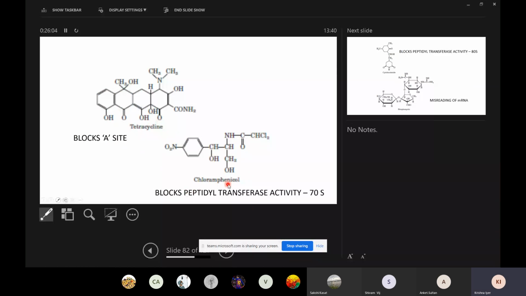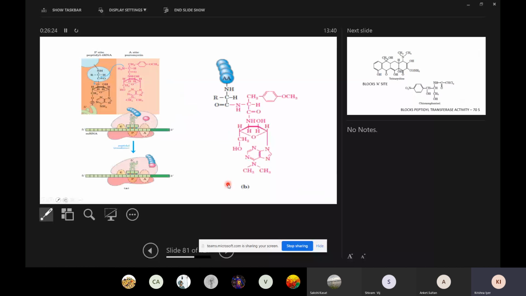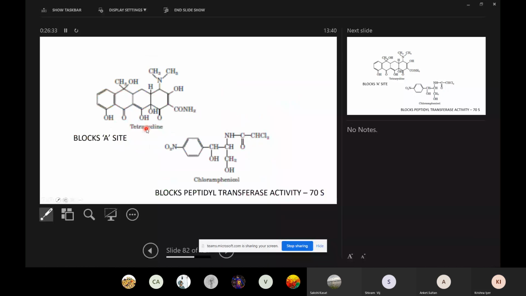And what does chloramphenicol do? It affects the activity where the peptide bond is formed. It affects what is called the peptidyl transferase activity of the 70S. And this specifically happens to a greater extent with respect to bacterial systems, and therefore they are used as antibacterials. Okay, so as I said, this peptide bond formation is inhibited by chloramphenicol, and tetracycline just sits here and affects the protein synthesis by binding to the A site.